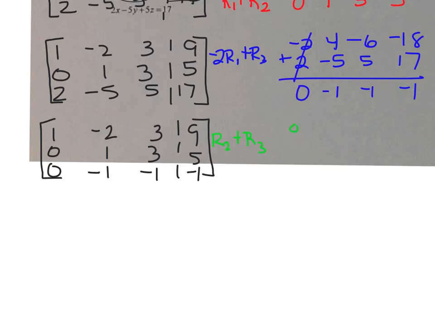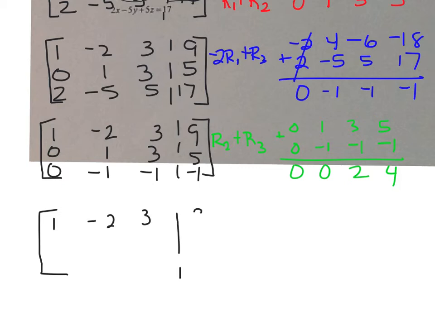So row 2 is 0, 1, 3, 5. And row 3 is 0, -1, -1, -1. And add them together. So we get 0, 0, 2, 4. So let's rewrite our matrix. So our new matrix is going to be 1, -2, 3, 9, 0, 1, 3, 5. And our new row 3, which is going to be 0, 0, 2, and 4.